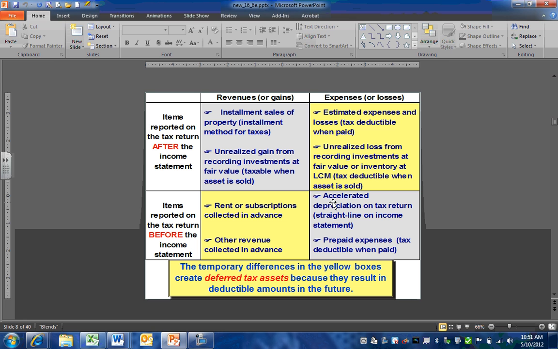The slide before this on the PowerPoint gives us the handy little chart that's also in the textbook that helps us to quickly identify whether we're dealing with a deferred tax asset, those indicated in yellow, or a deferred tax liability, those that are shaded this bluish gray. In our problem, we'll be dealing with a situation where we use accelerated depreciation on the tax return, straight-line depreciation on the income statement.